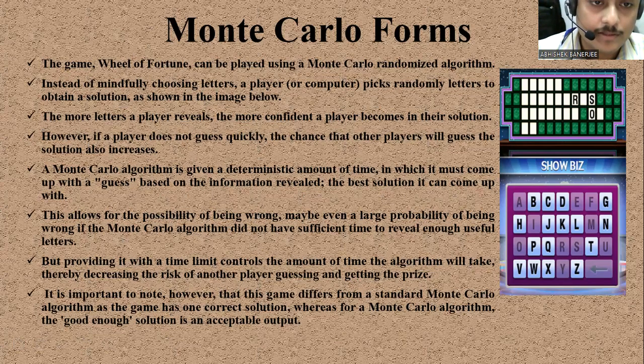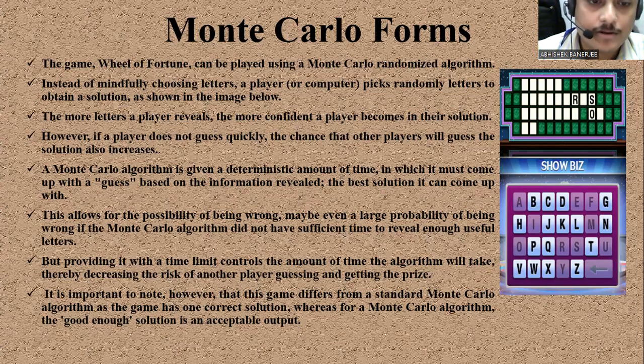A Monte Carlo algorithm is given a deterministic amount of time in which it must come up with a guess based on information revealed, the best solution it can come up with. This allows for the possibility of being wrong, maybe even a large probability of being wrong if the Monte Carlo algorithm did not have sufficient time to reveal enough useful letters, but providing it with a time limit controls the amount of time the algorithm will take, thereby decreasing the risk of another player guessing and getting the prize.